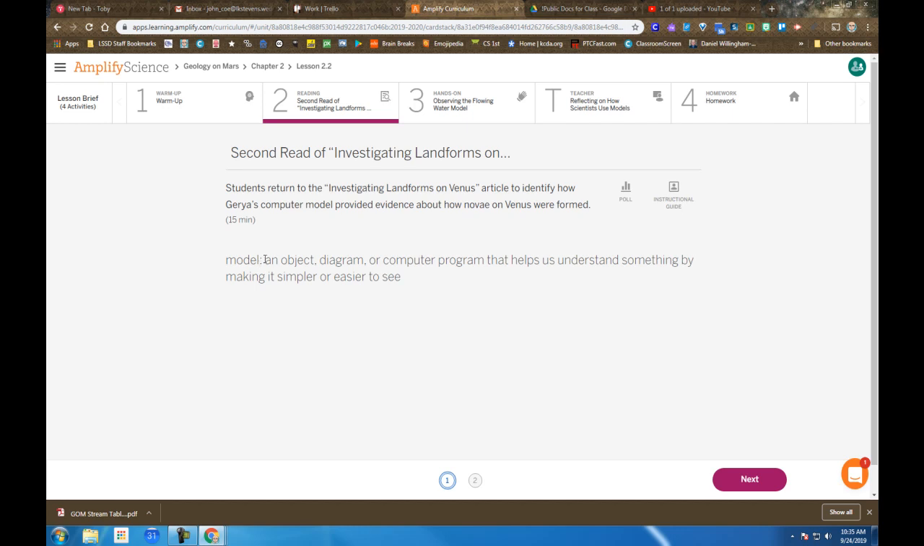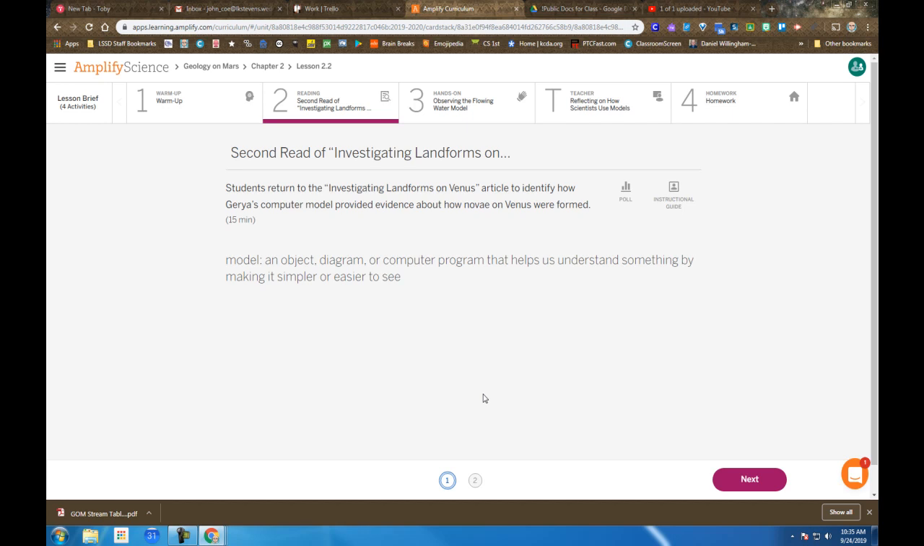But before we do that, we just need to solidify the idea of a model. So even though we've been using the term quite a bit, we want to make sure that all students understand that it's really anything. In this, they mention object, diagram, computer program that helps us understand something by making it simpler or easier to see.